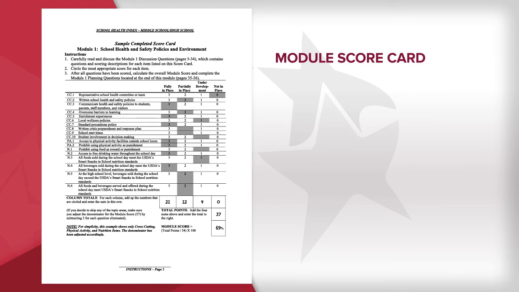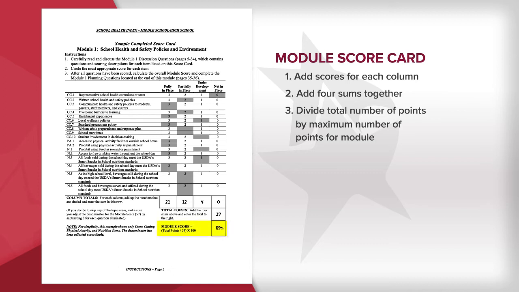Circle or input all of the discussion question answers into the module scorecard and calculate each module score. To determine the module score, add the scores for each column, then add the 4 sums together across the bottom. Divide the total number of points by the maximum number of points for the module, and multiply that total by 100 to get a percentage score. You will later use these percentage scores to prioritize which areas need the most attention.